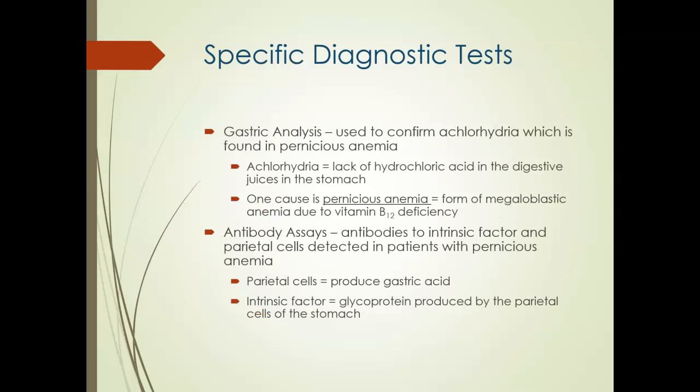We can also do a gastric analysis. This is used to confirm achlorhydria, which is found in pernicious anemia. So that's a lack of hydrochloric acid in the digestive tract. One cause is pernicious anemia. So if somebody is lacking something called intrinsic factor, they can't get the B12 from their stomach into the bloodstream. We do antibody assays to look for these intrinsic factor antibodies or parietal cell antibodies. Parietal cells usually produce gastric acid, and intrinsic factor is a glycoprotein produced by the parietal cells. So we need those things present to get the B12 into the bloodstream.